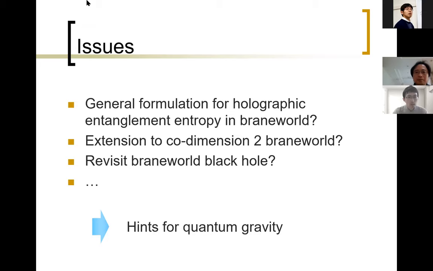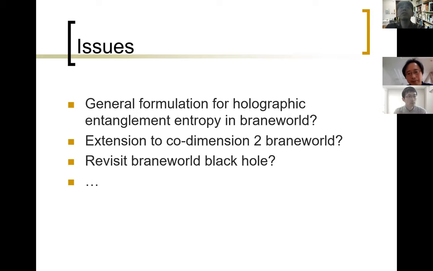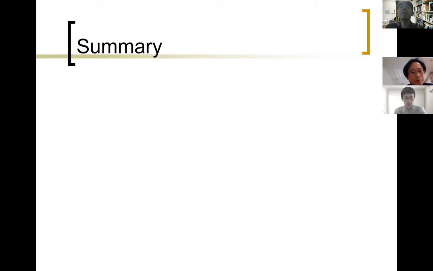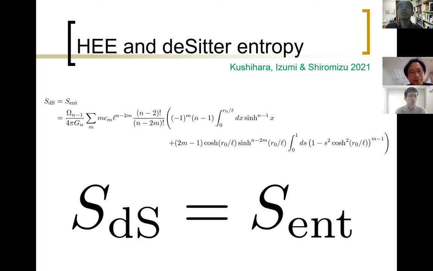Takayanagi-san. Thank you very much for a very interesting talk. I have a question about the correction to this deSitter entropy. Your braneworld equation of motion is slightly different from the Einstein equation. And so I think that correction contributes also to the deSitter entropy. Do you have any understanding of these corrections, the meaning of it?